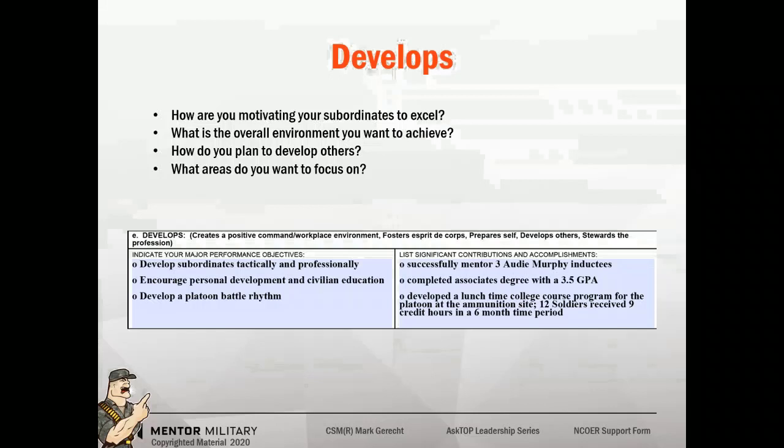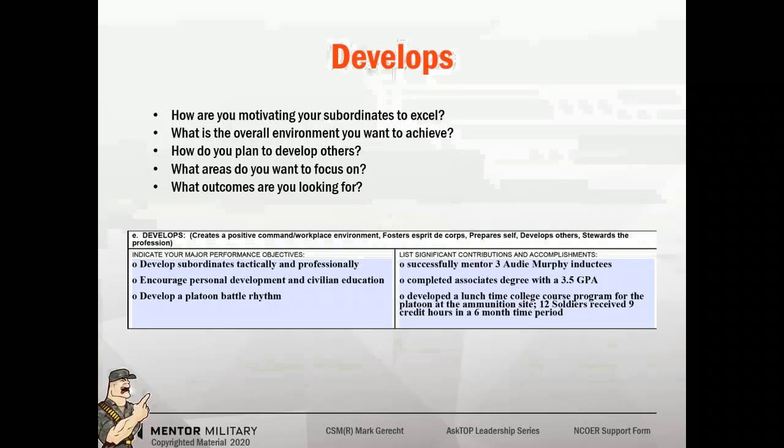Again, sit back and think about what you want to achieve. If you notice under develops there, it says creates a positive command workplace environment, fosters esprit de corps, prepares selves, develops others, steward of the profession. Google those things. See what you come up with. Look at some examples online. But ask yourself these open-ended questions to help you develop your performance objectives.